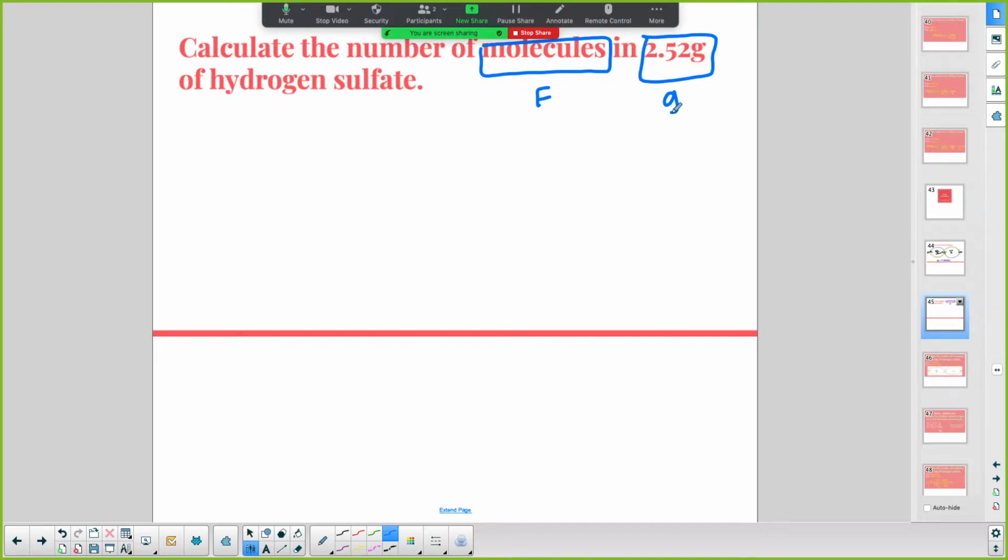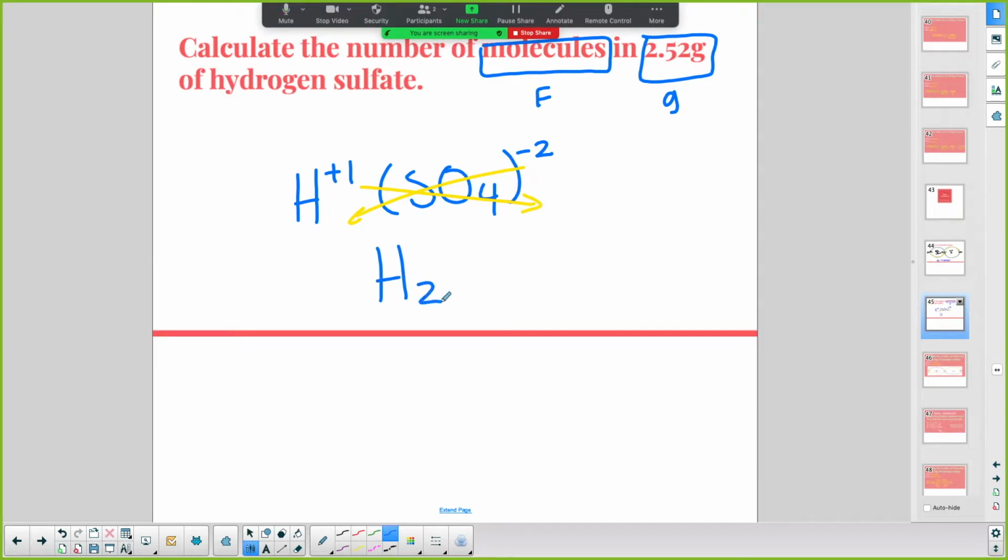First we need to know what hydrogen sulfate is, because I need to calculate the mass. It says grams, so I'm going to need the molar mass. Hydrogen, this goes back to naming, is plus 1. SO4, what's the charge of SO4? Minus 2. When I swap and drop, I bring my 2 down and my 1 over, and I have H2SO4. Just a quick review: why did I get rid of parentheses? There was a 1 outside. Do I need it? No. So that's a quick review on naming if you got stuck on that.